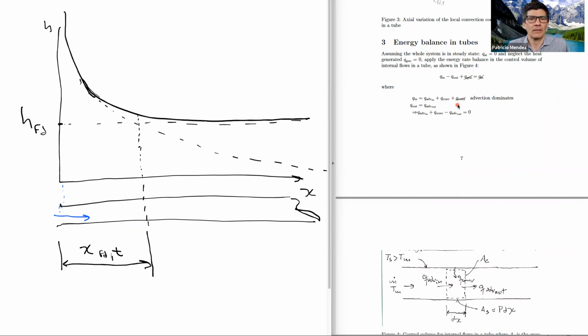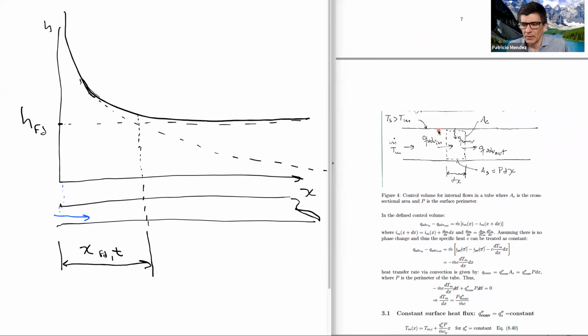And let's say, like in the case of all heat exchangers, the Peclet number is much bigger than 1. Therefore, we can neglect conduction in the direction of the flow. And we end up with this equation that is Q advection in minus Q advection out, right, is mass times the change in enthalpy.